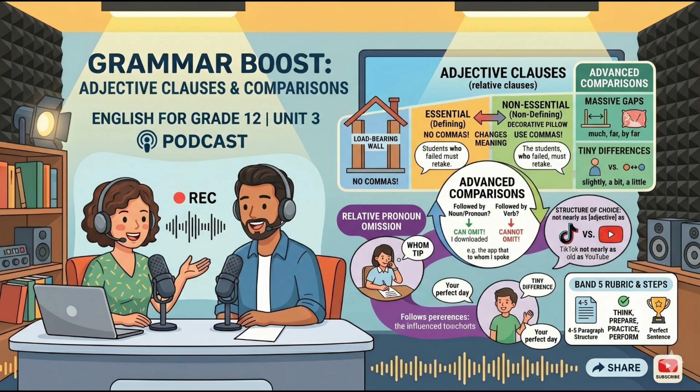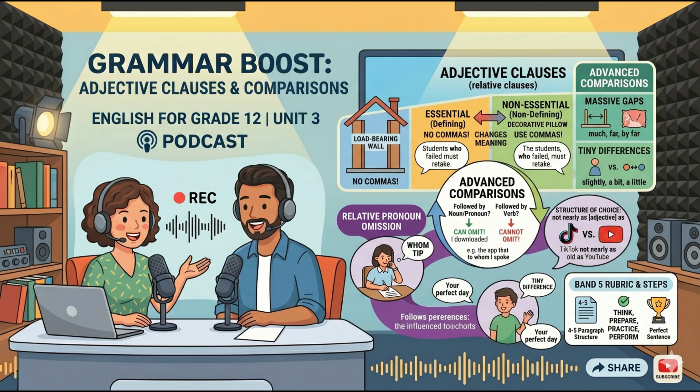But grammar is actually only half the battle here. The rubric explicitly demands structural organization too, like your essays must be 4 or 5 paragraphs. Oh, wow. And on top of that, it checks if you followed the task steps, which are think, prepare, practice, and perform. So it's not enough to just write well. You have to prove you planned it out properly.